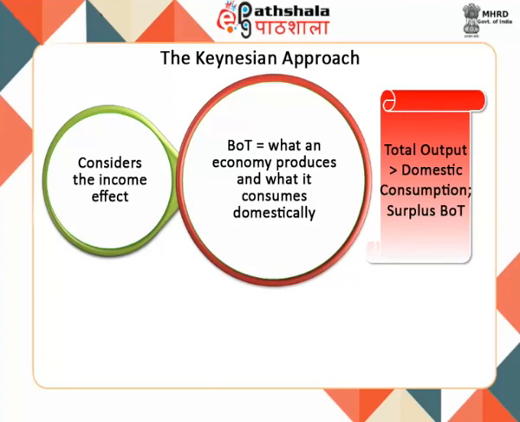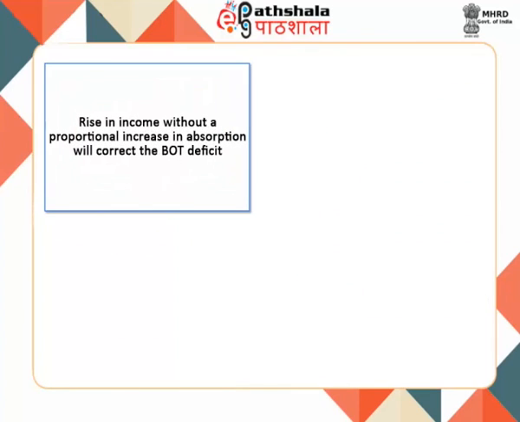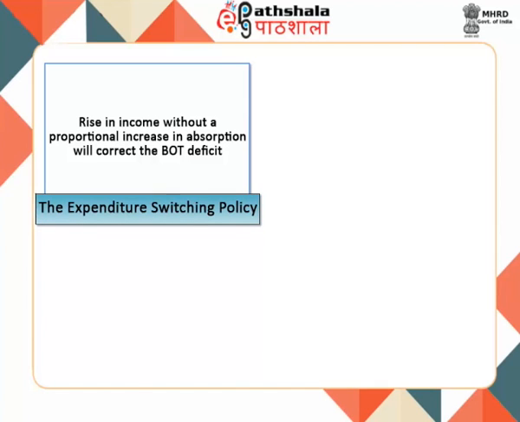If total output in an economy is greater than its absorption or domestic consumption, there is a surplus in the balance of trade. On the other hand, if absorption is greater than the total output, the balance of trade is in deficit. Hence, to bring BOT into equilibrium, the government has to increase output or income. A rise in income without a proportional increase in absorption will correct the BOT deficit. This is known as expenditure switching policy.